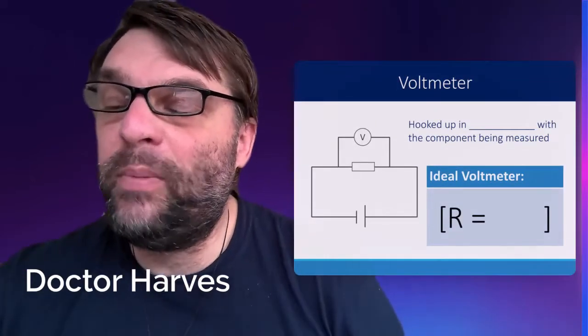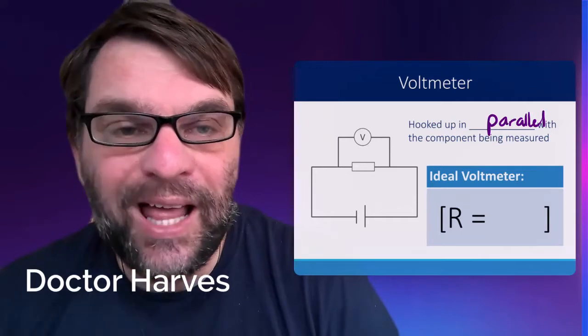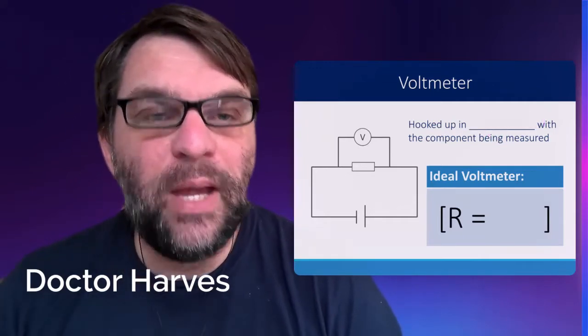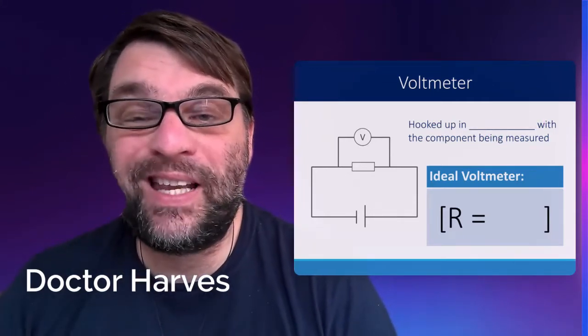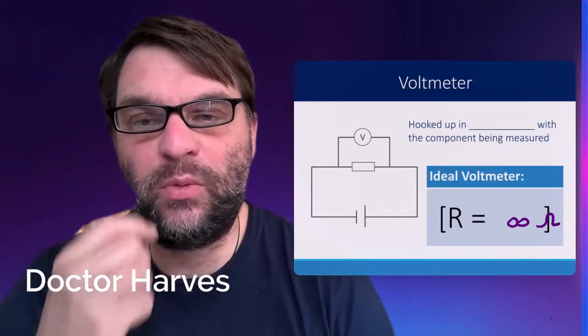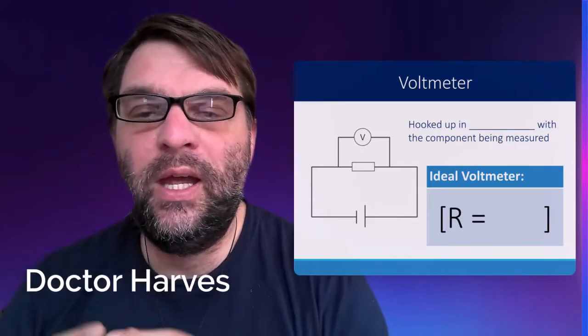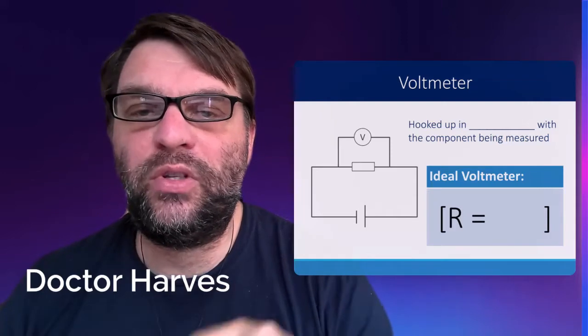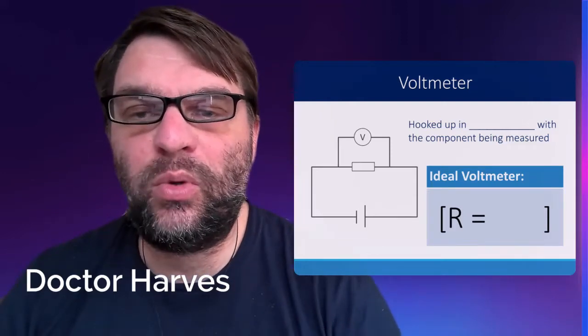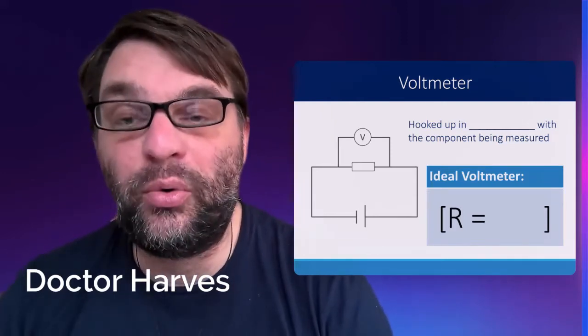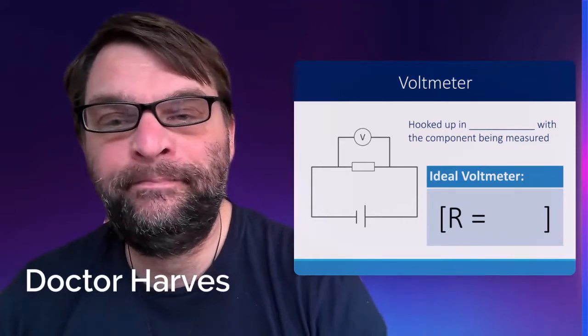The same is true for the voltmeter. A voltmeter is hooked up in parallel with the component being measured, and we want its resistance to be infinite. The reason is that we want to measure the potential difference across the component, not the potential difference involving the voltmeter. So we want the current to go essentially all through the component, not the voltmeter.